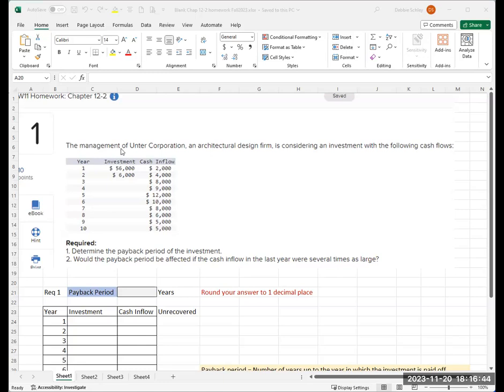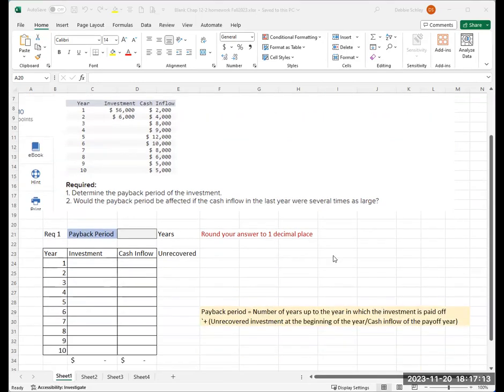The management of Unter Corporation, an architectural design firm, is considering an investment with the following cash flows. And they give us the investments in year 1 and 2, and then the cash inflows in years 1 through 10. And they want us to determine the payback period of the investment. And then required 2, would the payback period be affected if the cash inflow in the last year were several times as large? So we will figure that out.